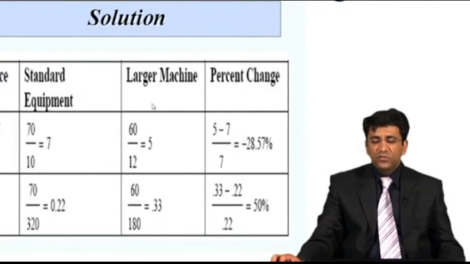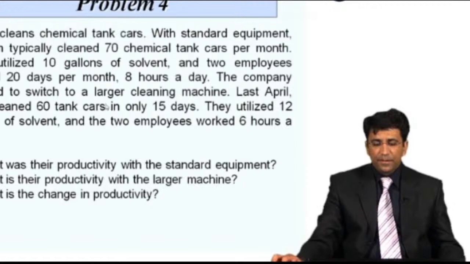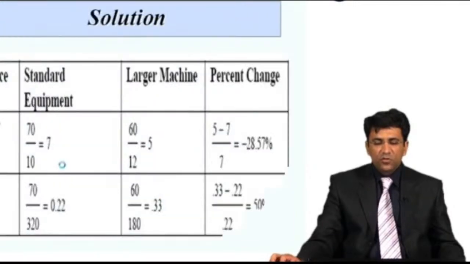Now again, if they introduce the larger machine, what happens? They cleaned 60 tank cars in only 15 days. Now students, if you are interested to calculate the productivity with respect to only a single factor, that is the gallons of solvent, you can see that in this particular case they utilized 12 gallons of solvent. So what is our new output and input? Our new output is 60 and our new input, if we consider the solvent as input, is 12. So our new productivity for solvent with the usage of that larger machine is 60 over 12.